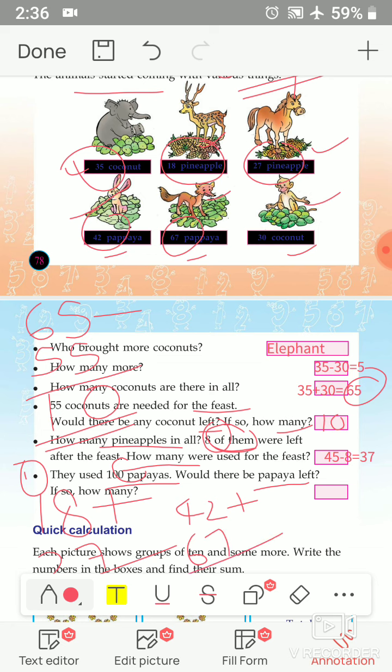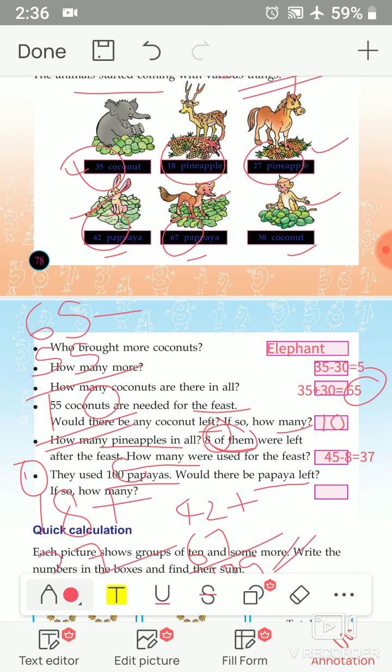Okay, then count it. 7 plus 2 is 9. Then 6 plus 4 is 10. That is, the answer is 109 papayas in total. 109. Then what will we do? How many papayas are left? 109. Subtract how many papayas were used? 100 papayas. So subtract 109 minus 100. Then we have to find how many papayas are left.